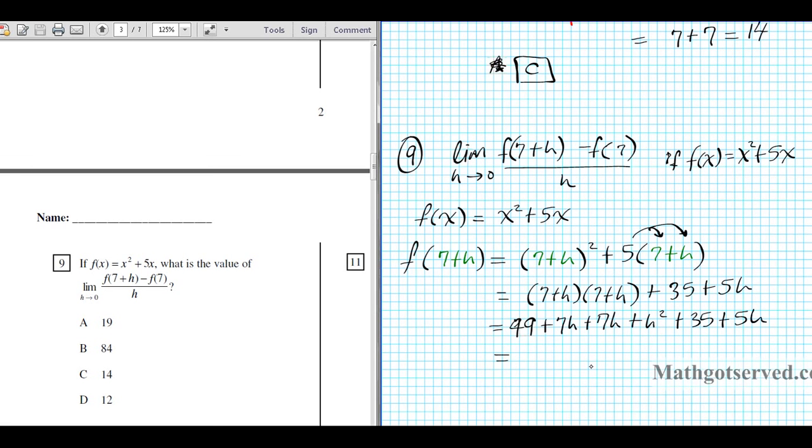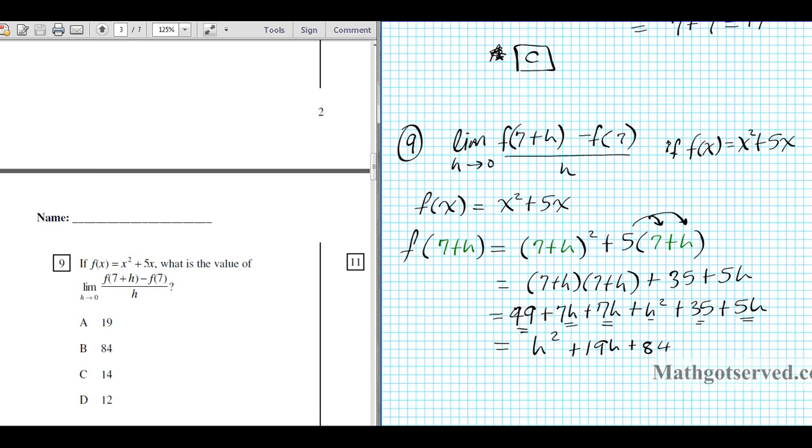All right, let's combine like terms here. We have h squared, and then we have 7h, 7h, 5h. 14 plus 5 is 19, so plus 19h. And then 49 plus 35 is 84. Okay? All right. Now, let's look for f of 7.